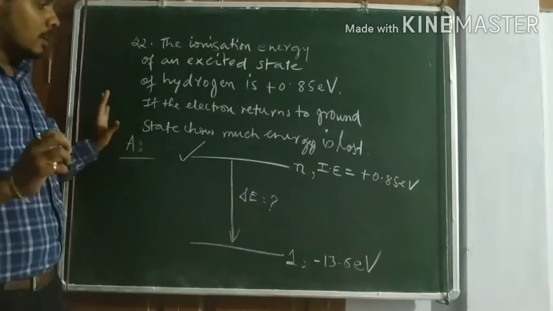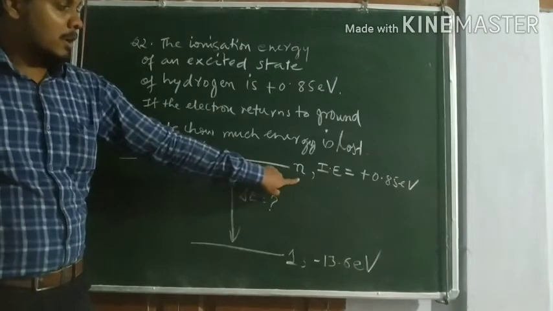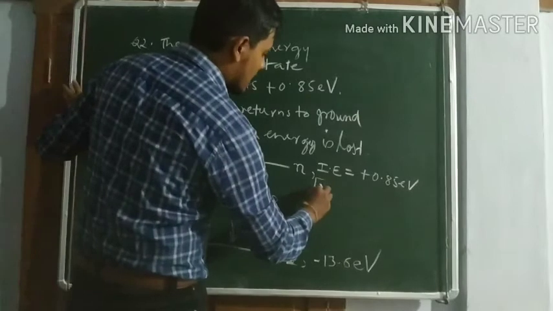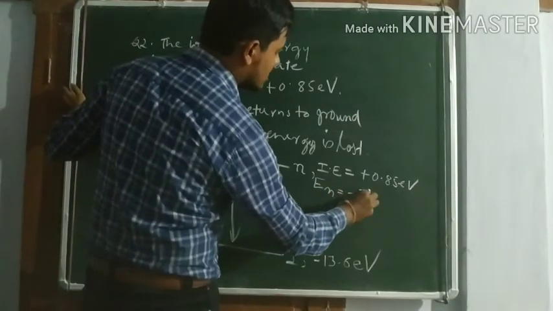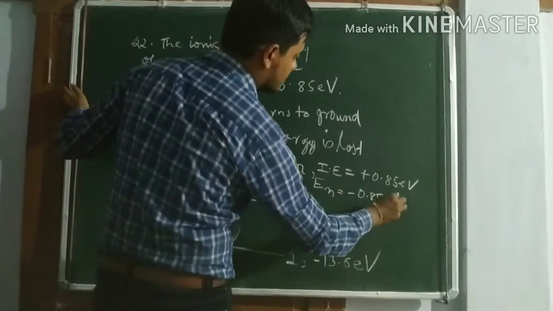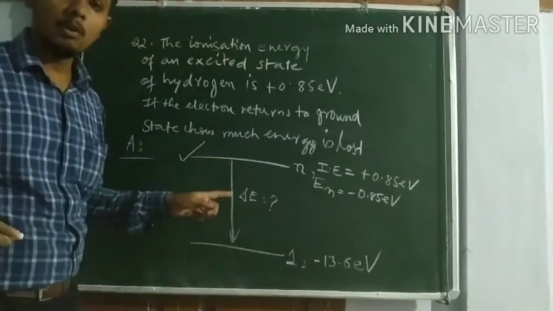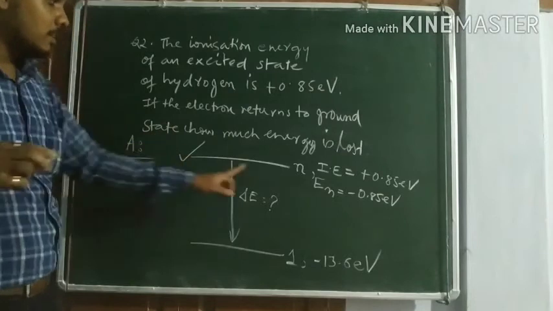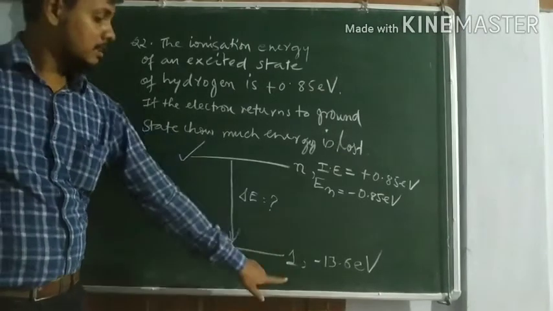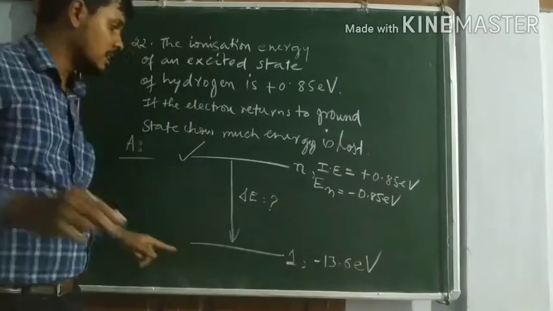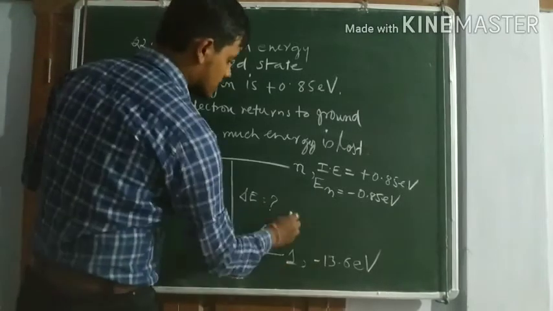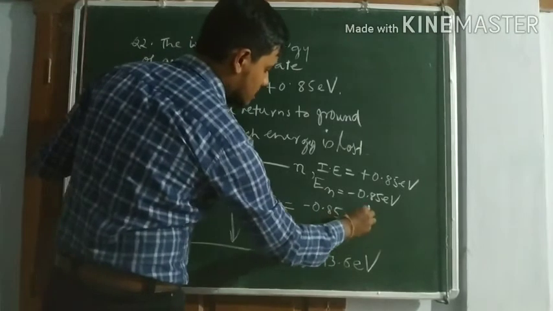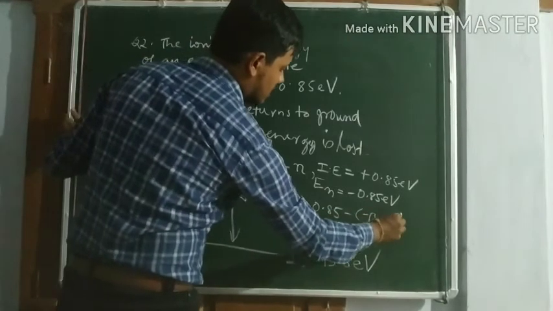Now if the ionization energy for the nth state is plus 0.85 electron volt, then the energy of the electron in the nth state will be minus 0.85 electron volt. So minus 0.85 electron volt will be the energy of the electron in the nth shell. Now if En is the energy and this is the ground state energy, then delta E will be En minus the ground state energy, that is minus 0.85 minus 13.6 electron volt.